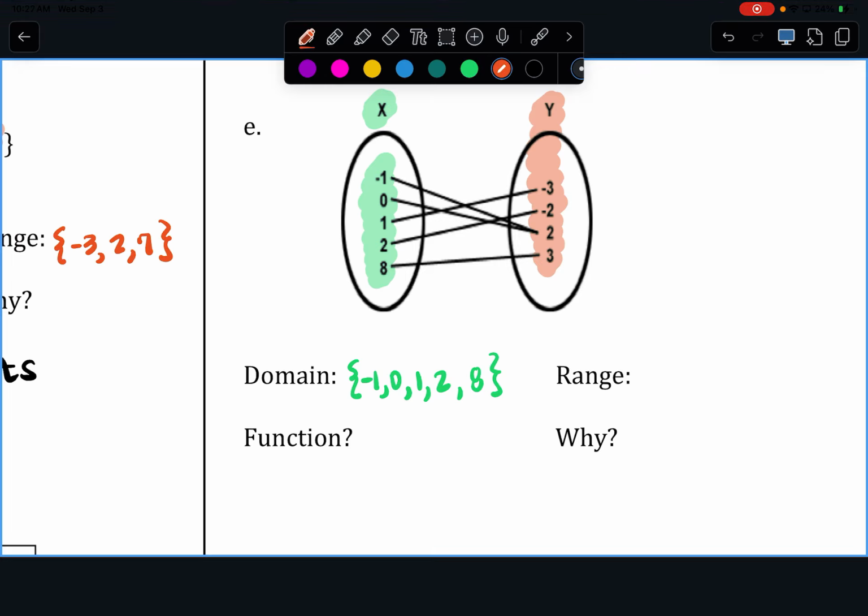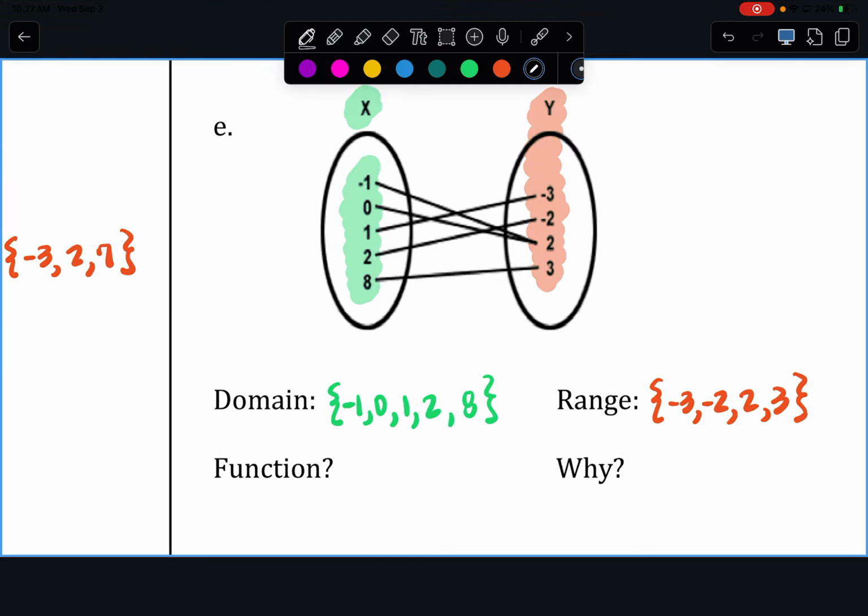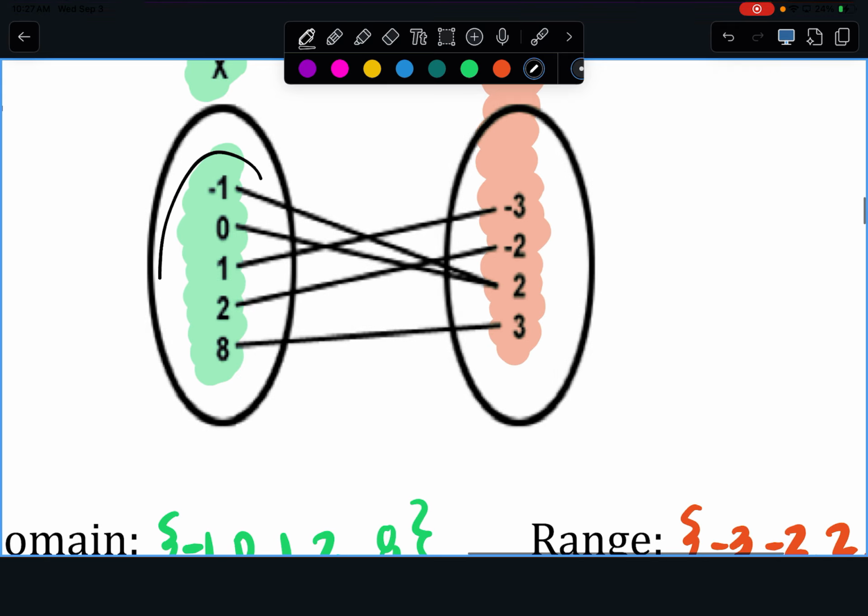And then of course the range: -3, -2, 2, 3. Now, is it a function? Well, what I'm looking for is, are any of these x's used twice? Meaning, is there more than one arrow coming out of them?